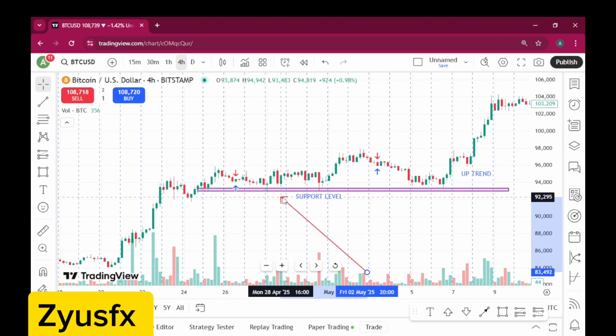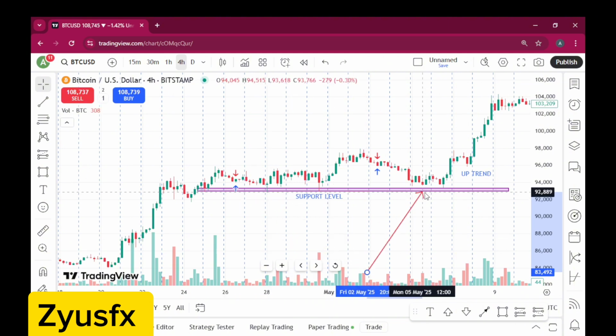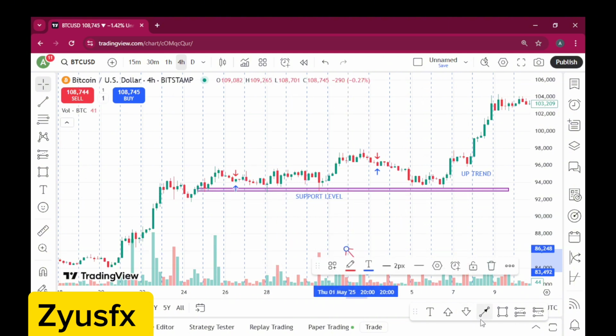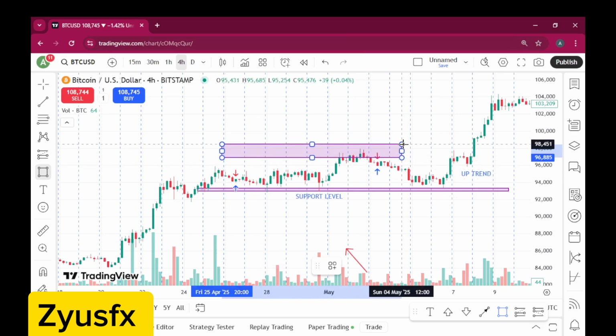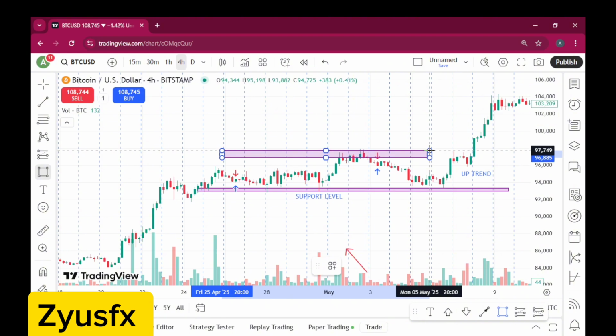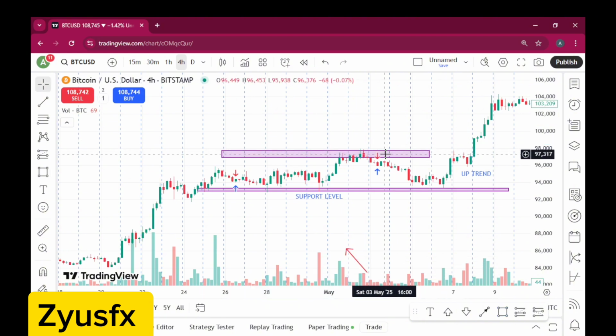I'm going to make a video after this about how to identify and draw out your support and resistance, but let's get on with the video. I've already marked out our support level, so the next thing is to mark out our resistance level in the market, and this becomes our resistance level. Price has been respecting it. You can identify multiple weak rejections there.